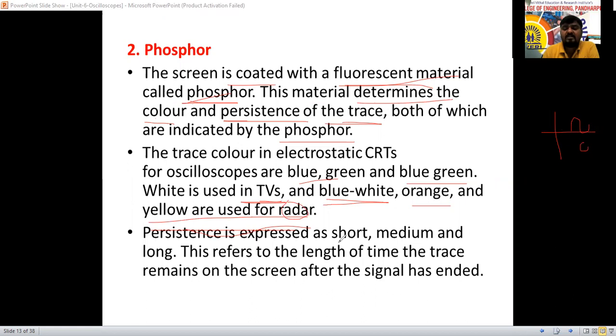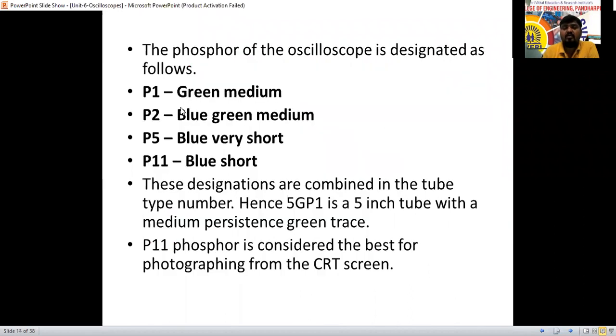So persistence is expressed as short, medium and long. Whatever the persistence of the trace is, it may be short, medium or long. This refers to the length of time of the trace. If the length is very big, we call it long; here medium; here short. Based on the time, the trace remains on the screen after the signal has ended. So the phosphor material is the second feature of the CRT.